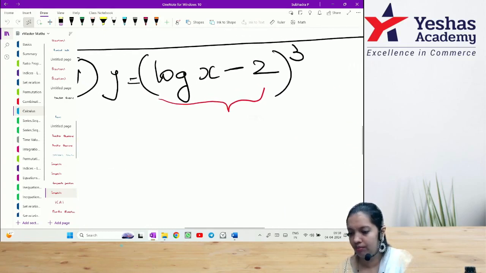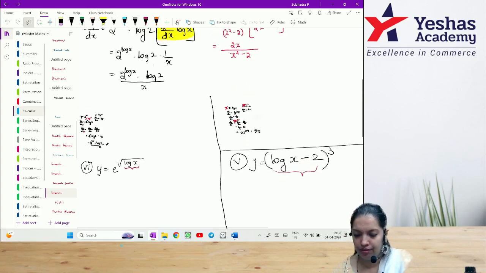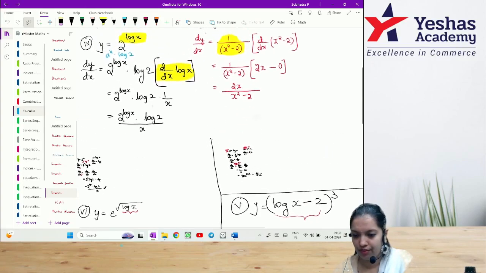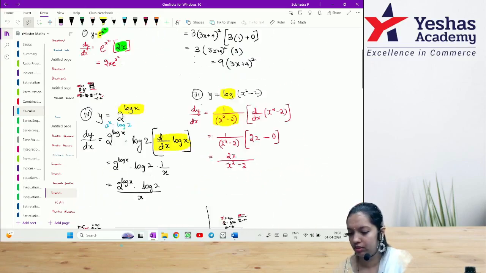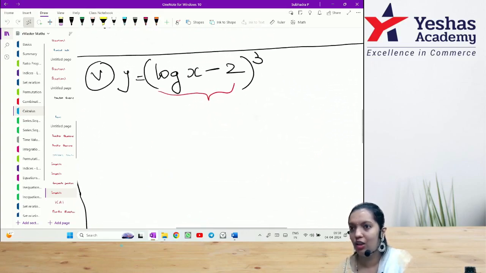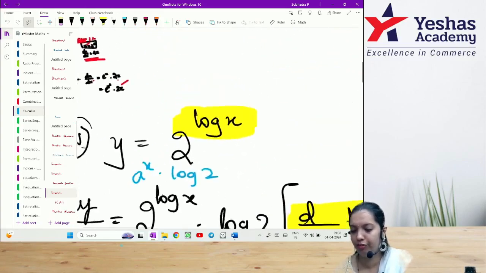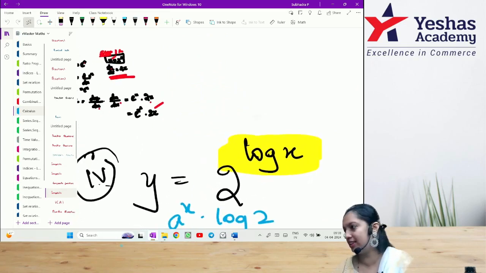4th one: log x minus 2 the whole cube. 5th one: 2 power log x. Try. Once you complete all of them, raise the hand.